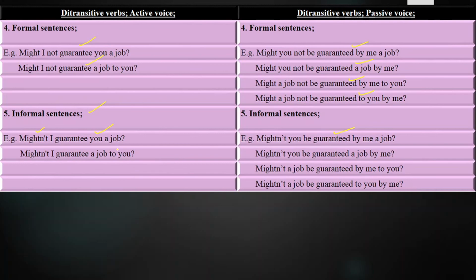Mightn't I guarantee a job to you? Mightn't you be guaranteed by me a job? Mightn't you be guaranteed a job by me? Mightn't a job be guaranteed by me to you? Mightn't a job be guaranteed to you by me?